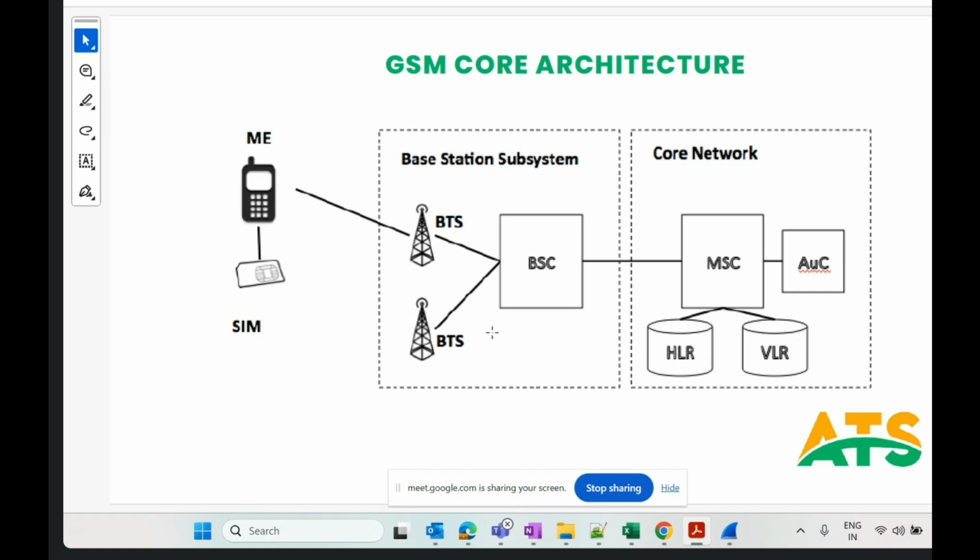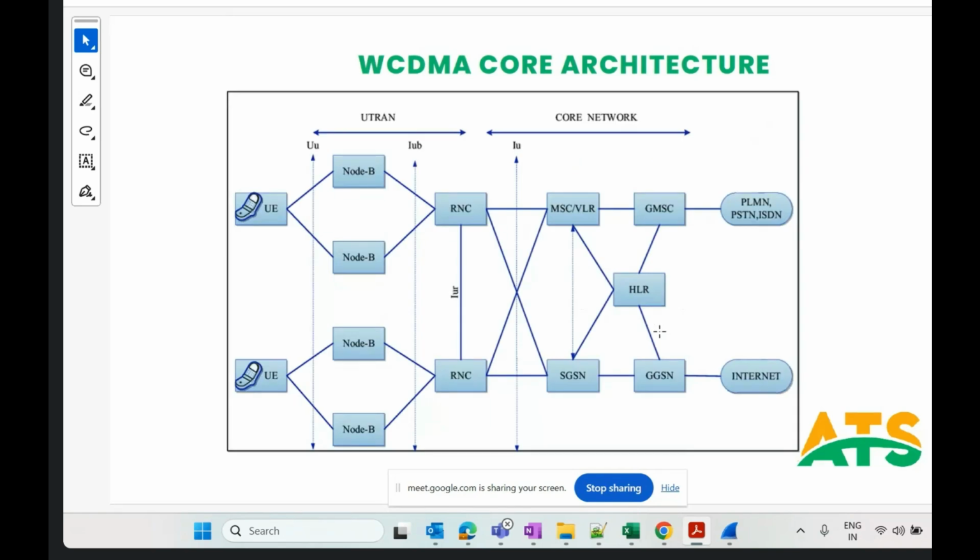This is for simple voice, but for data, there is another separate network which is connected with the BSC, and there is no connection required with the core network if you keep only data services. So after that, there is the WCDMA, wireless code division multiple access. So this is the 3G technology.